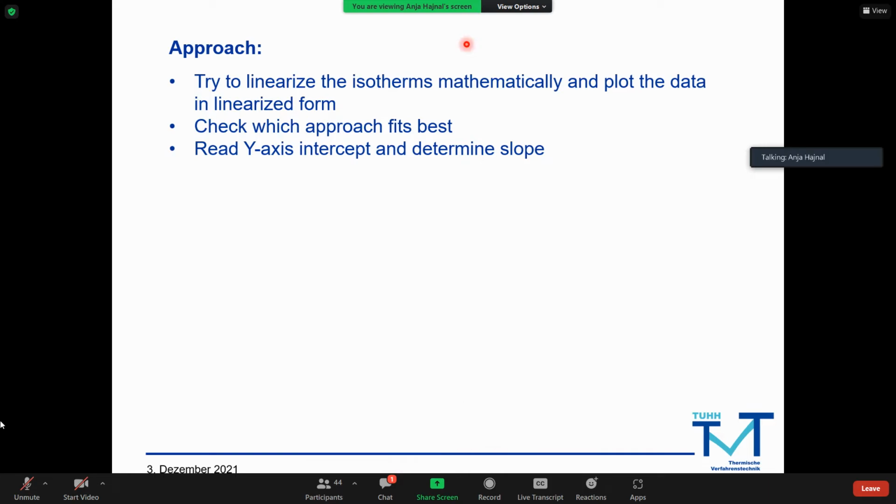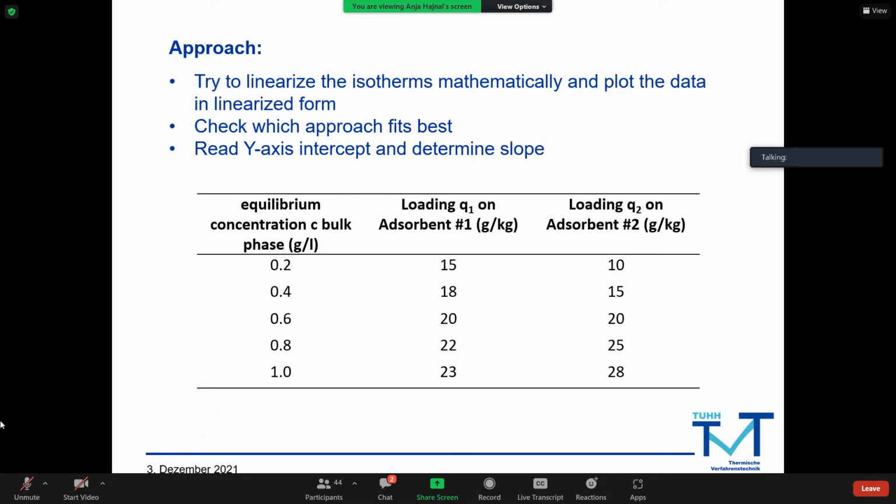I have a question in the chat from where we can take the data to make a graph. It's given in the sheet that is uploaded to StudIP for batch absorption. So the data is basically here now on the screen, and this is the same that you have in your sheets.